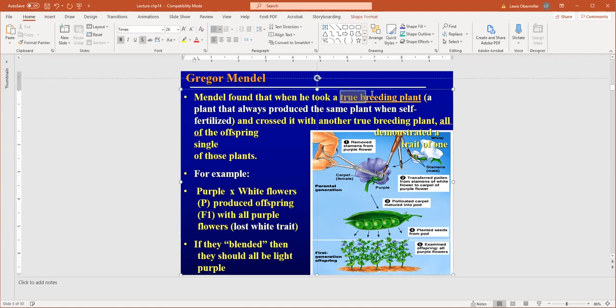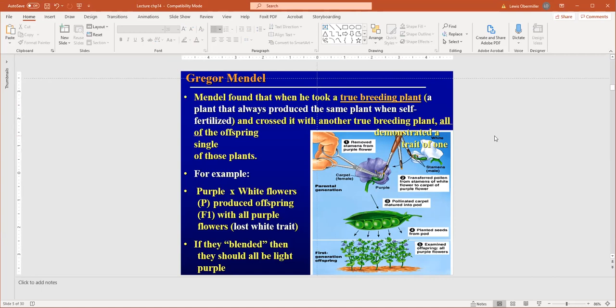You should know the definition of true breeding. True breeding means that if you bred a purple flower plant with another purple flower plant, it should have purple flowers, the same color as the parents. And then if you bred those brothers and sisters together, they would have the same color as the parents, and so on. So it's kind of like a thoroughbred horse. It means that the genetics are pure.